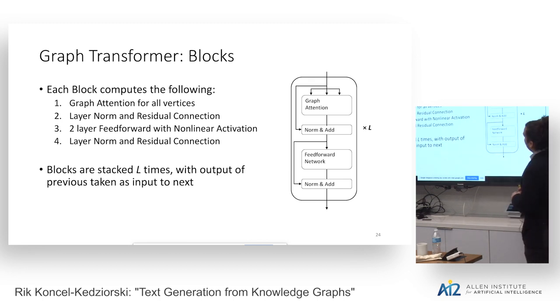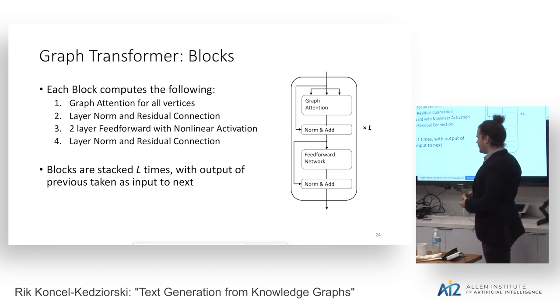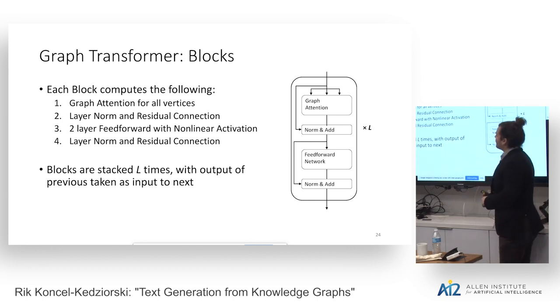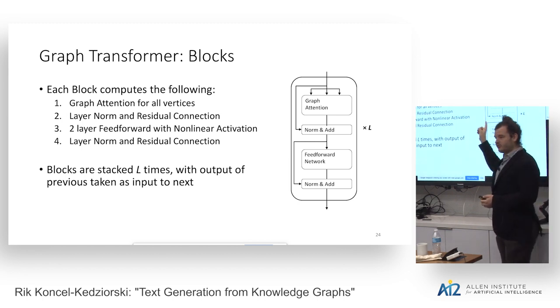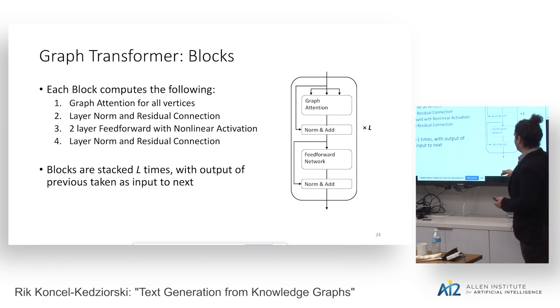Okay, so the graph attention is good, but we can add a little bit more modeling power by using this block architecture that we're borrowing from the Attention is All You Need paper. Each block computes four operations. It computes graph self-attention for all vertices in the graph, and then all of these are subjected to normalization. We have a residual connection with the original input to facilitate information flow. We then pass that through a feed-forward network with two layers and some nonlinear activation in between. This is a more expressive way of contextualizing the vertices. We then repeat the normalization and have a residual connection to this intermediate state that we were at before the feed-forward network. So this is a sort of slower transformation of the information.